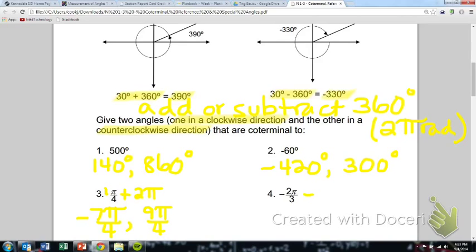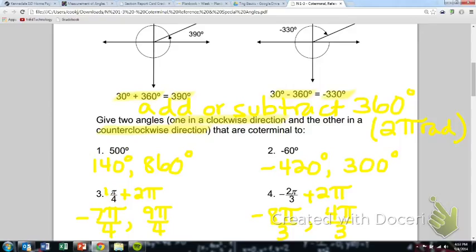Right, negative 2 pi over 3. If I subtract 2 pi, negative 2/3 minus 2 should be negative 8/3, so negative 8 pi over 3. And then if I add 2 pi, negative 2/3 plus 2 pi should be 4/3, so 4 pi over 3. So the idea is just to add or subtract 360.